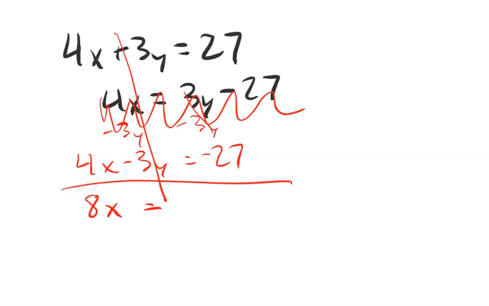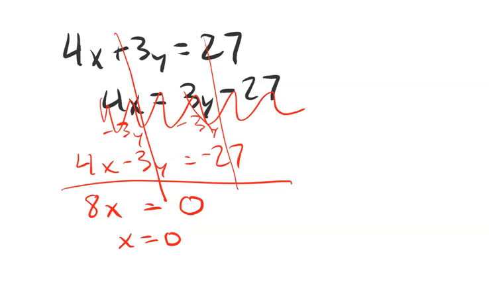27 minus 27, yeah, that's going to cancel. So I have 8x is equal to 0, which means x is 0. We can't just say, oh, they've got the same numbers. They both have a 4, they both have a 3, they both have a 27, and say that it's IMS. We have to solve it out. We have to see, do they actually cancel? Because here the y's cancel, the x's don't. So we end up with x is 0.